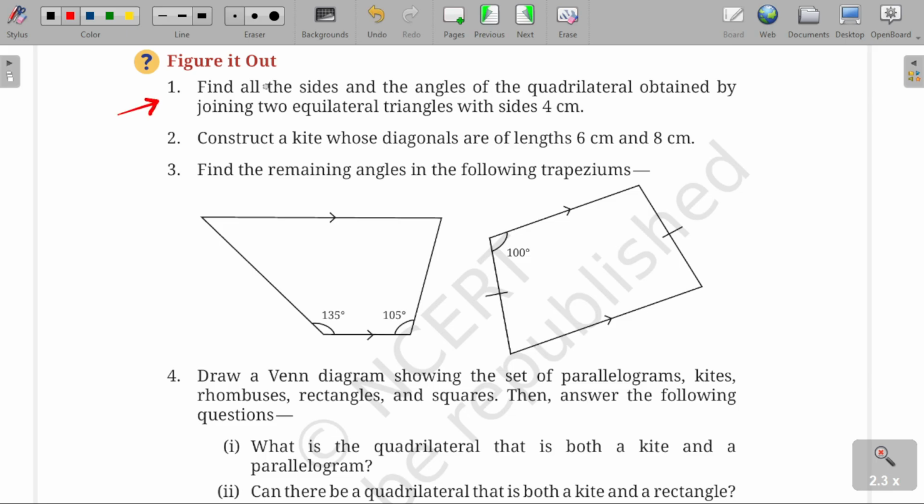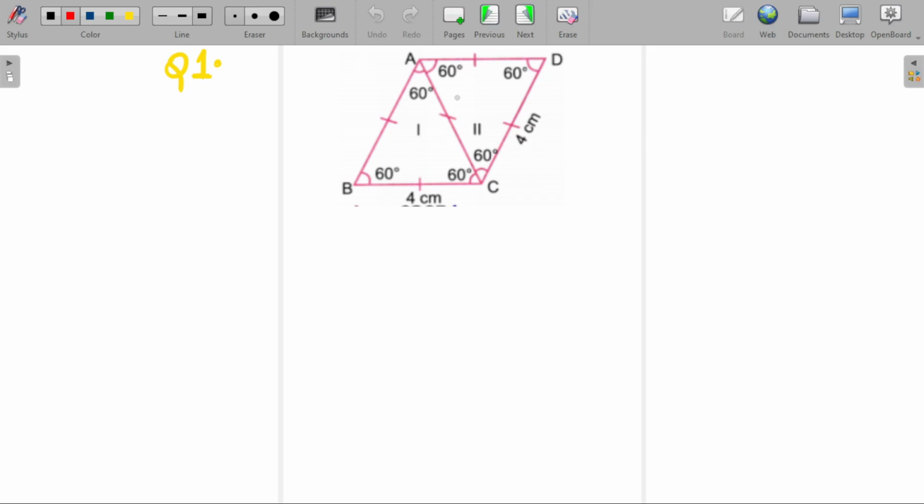The question number 1 is: find all the sides and the angles of the quadrilateral obtained by joining two equilateral triangles with sides of length 4 centimeter. You need to find all the sides and the angles from the figure obtained by joining two equilateral triangles. So here is the possibility of the figure. This way you can join two equilateral triangles, and this way you will get all the sides.